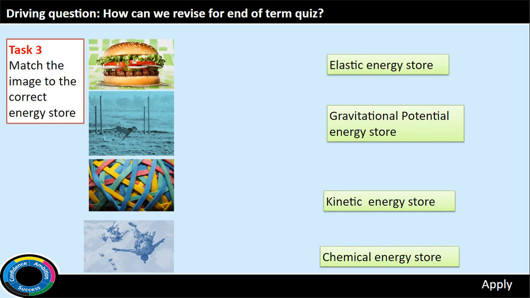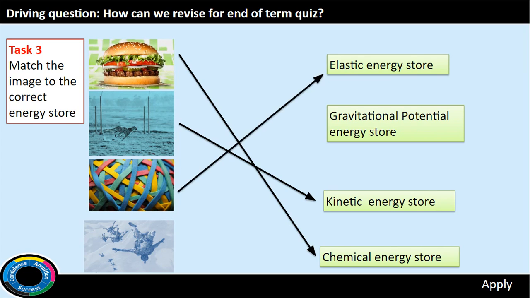Right, welcome back. So the nice juicy burger is going to be chemical energy store. The second one, movement. Organisms that move, or anything that's moving, has kinetic energy store. Rubber bands will be an example of elastic energy store. And lastly, it's going to be gravitational potential energy store. So again, a recap on your energy stores from the term. Let's move on to task number 4.